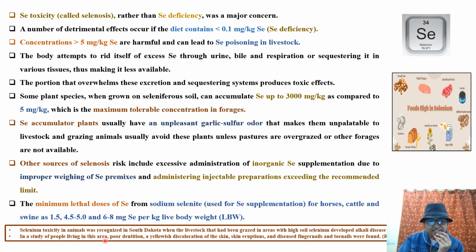In a study of people living in this area, poor dentition, yellow discoloration of the skin, skin eruptions, diseased fingernails, toenails, and so on were found. So any question they might ask on this: a population was living in an area in which the plants or cattle were feeding on high stocks of selenium, and in human beings they found these types of symptoms. They might give you options, some metals, selenium or chromium or silver, A to E options, and then you have to select selenium as the answer.